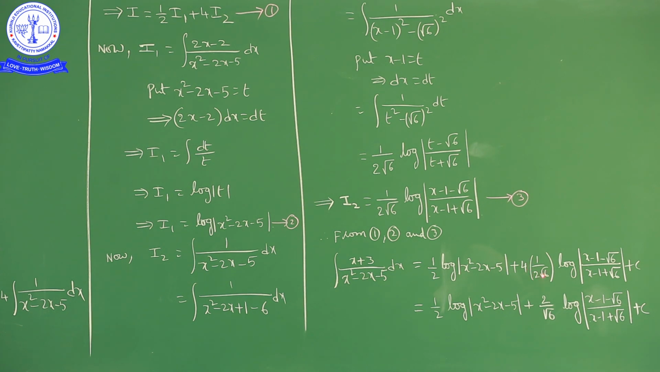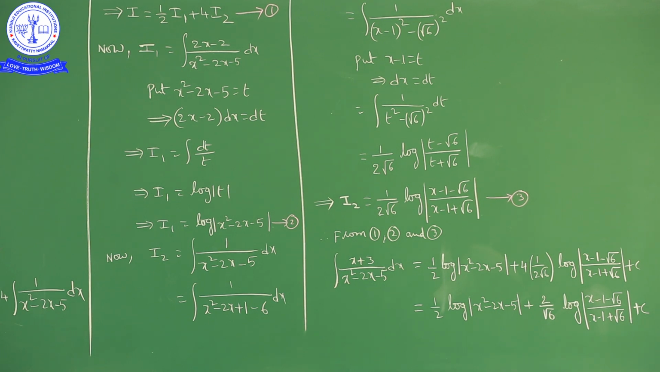1 upon 2 root 6 log mod x minus 1 minus root 6 upon x minus 1 plus root 6, plus 6. Okay, 2 get cancelled. So 2 by root 6 this one. So final answer is 1 by 2 log mod x square minus 2x minus 5 plus 2 by root 6 log mod x minus 1 minus root 6 upon x minus 1 plus root 6 plus 6.